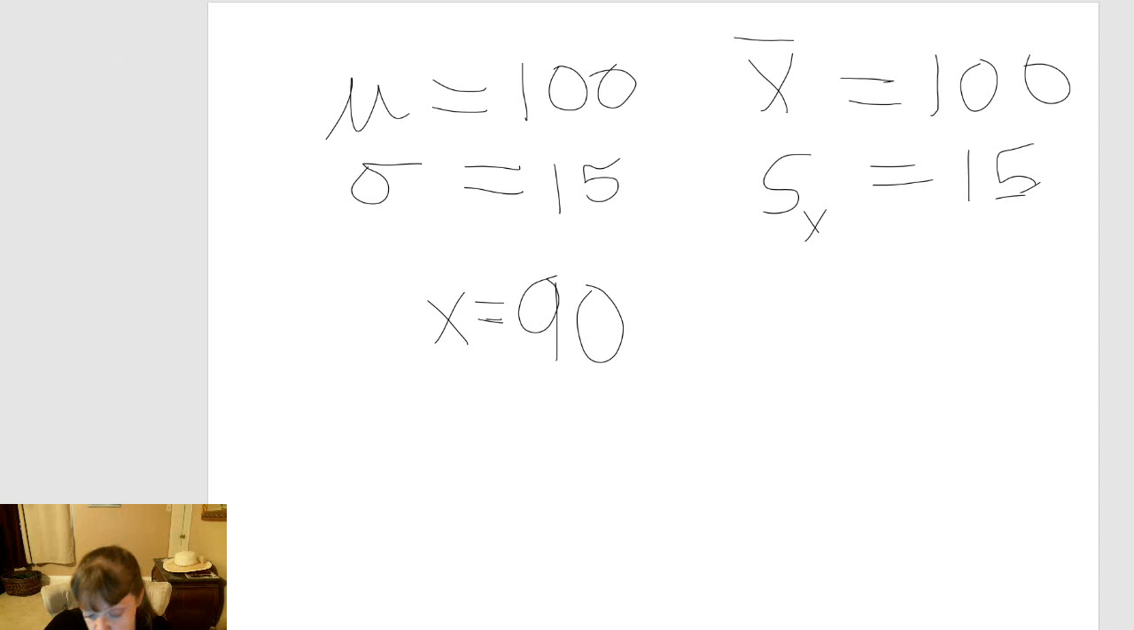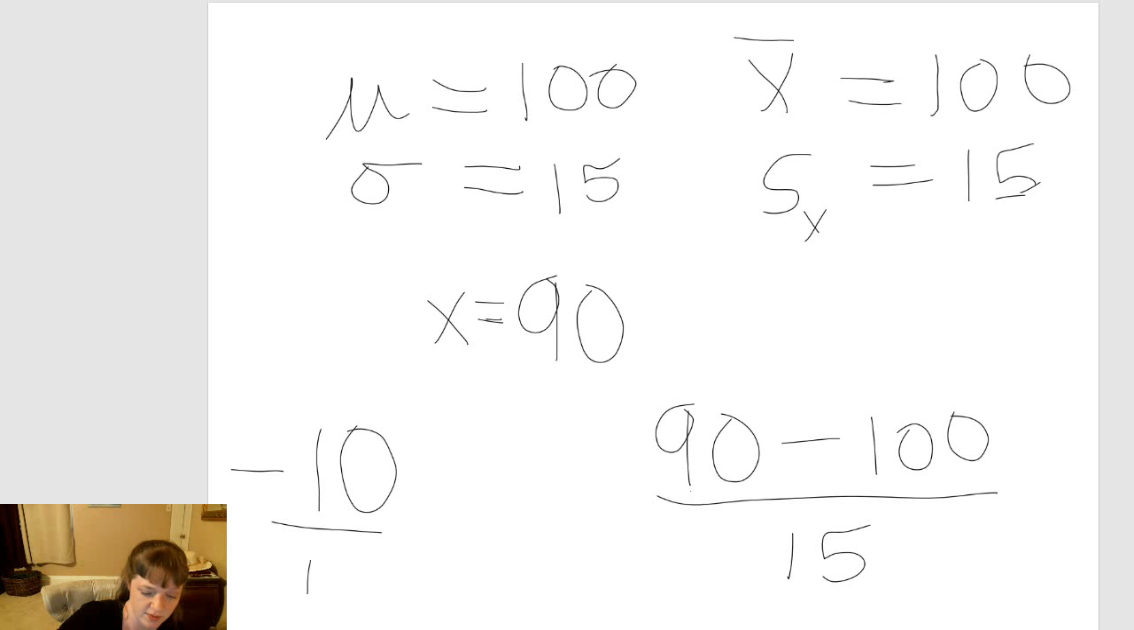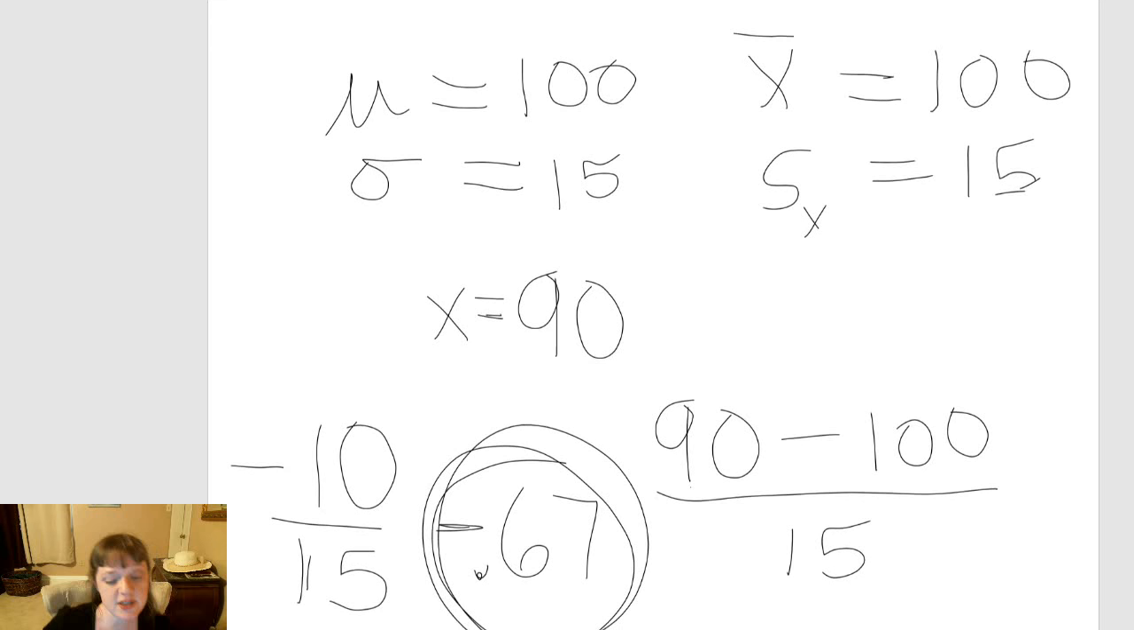And I'm like, okay, let's turn that into a z-score. First, I would take 90 and I'd subtract the average. And then I would divide by the standard deviation, right? So I end up with negative 10 over 15. And that would be 2/3, I believe. So negative 0.67. That is my z-score. And that would tell me that an IQ of 90 is 2/3 of one standard deviation, so 2/3 of 15, because that's the standard deviation, 2/3 of a standard deviation below the average.